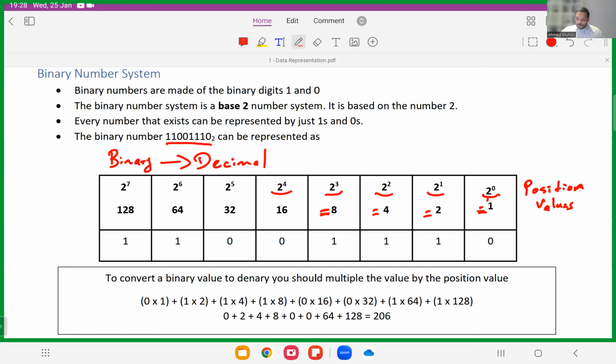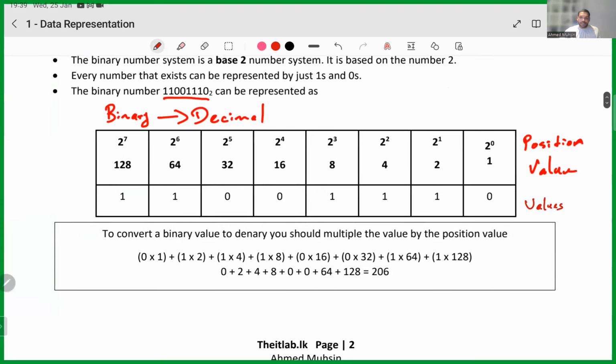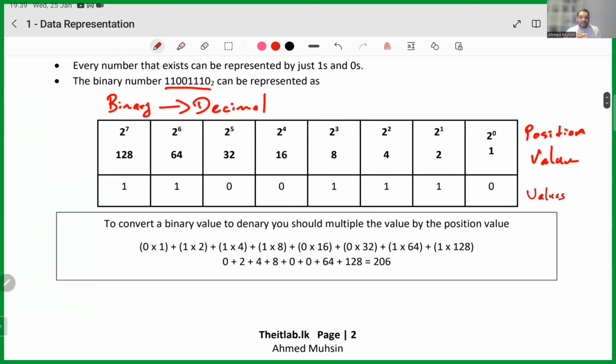Now over here we have the values. As you remember, just like how we did in decimal, the values will be multiplied by the position values. So let's start from the right, where 0 is going to be multiplied by 1. 1 is going to be multiplied by 2. 1 is going to be multiplied by 4.